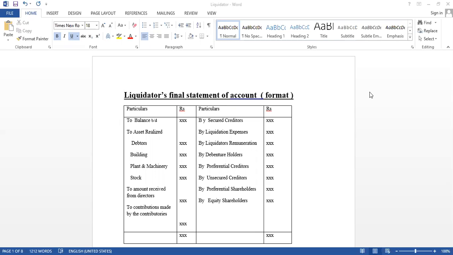Now I explain the format of the Liquidator's final statement of account. It is similar to the cash book. On the debit side, we have "To balance brought down," which means the cash balance of the concern. Then "To assets realized," which includes assets realized from debtors, building, plant and machinery, and stock.